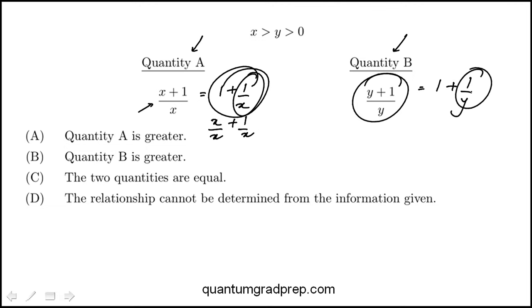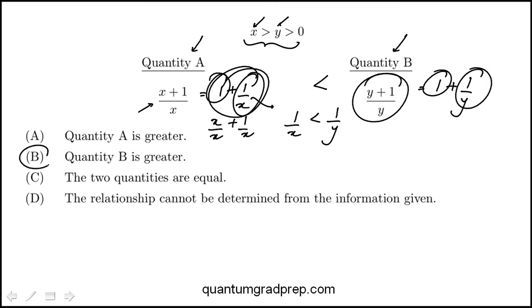So you can either argue logically, that is, if you're told that x is larger than y, then we know that 1 over x would be less than 1 over y. And this piece is the same, the 1. And that means quantity B would be greater, and that's the answer.